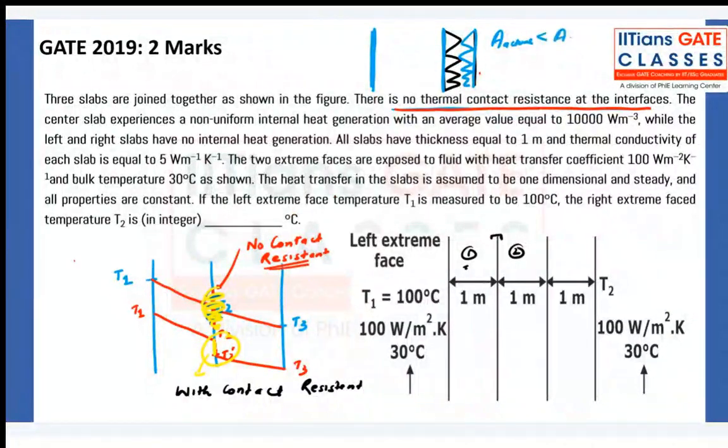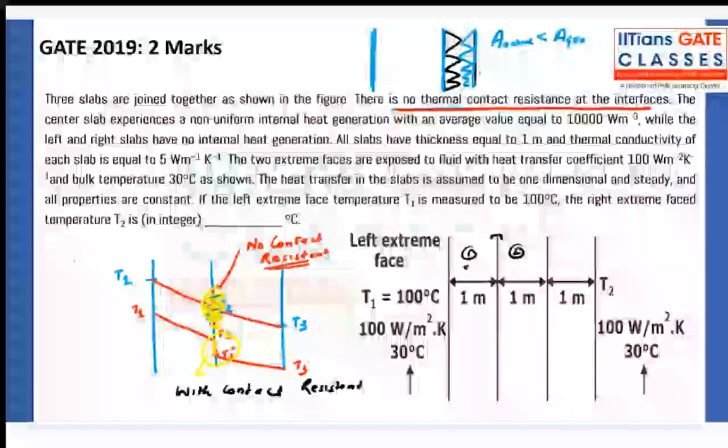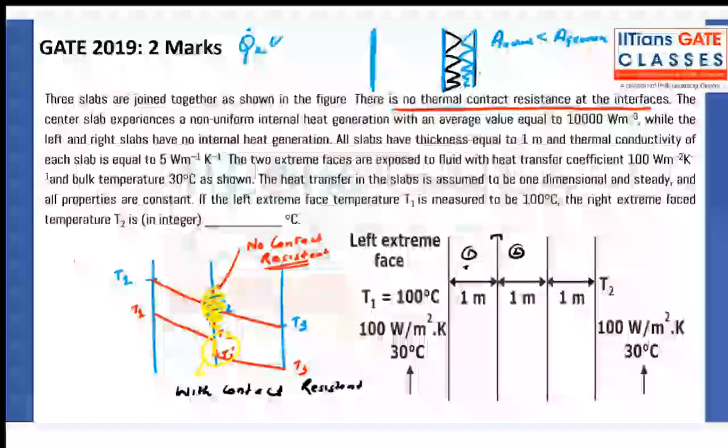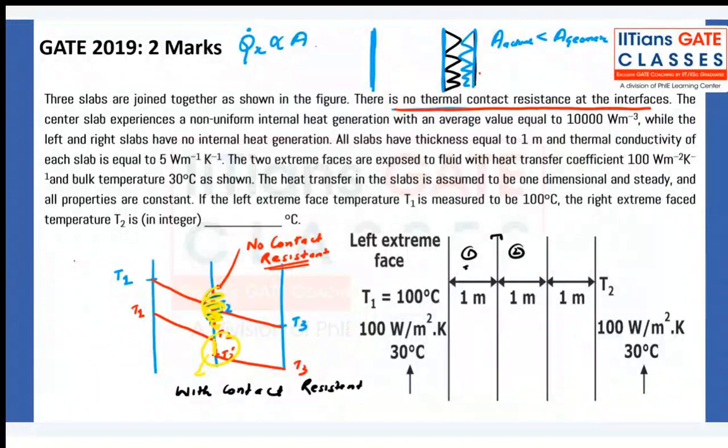Inside the body, that geometric area is more. So because the area is less, and we already know that Q conduction is proportional to area as well as temperature gradient, because area is reduced, heat transfer will also reduce, and therefore there will be a temperature drop that will happen here.